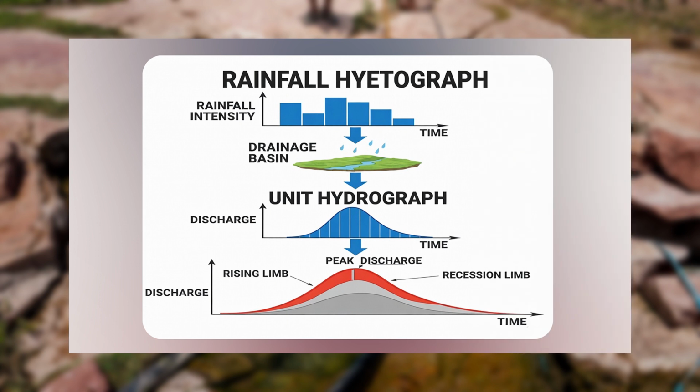One of the main applications of the unit hydrograph is in the estimation of flood hydrographs. When rainfall data for a storm are available, the unit hydrograph can be combined with this information to generate a complete runoff hydrograph. This allows engineers and planners to estimate how discharge varies with time, including the rising limb, peak discharge, and the recession limb of a flood. Such information is crucial for evaluating flood magnitude, timing, and duration, which are key factors in flood risk assessment and mitigation planning.